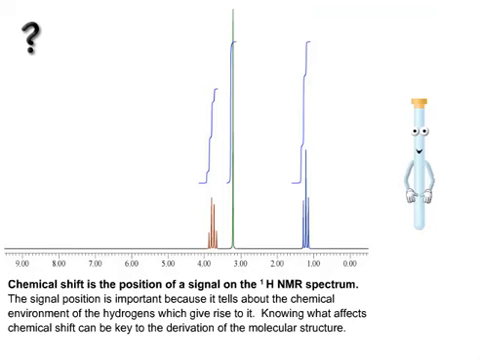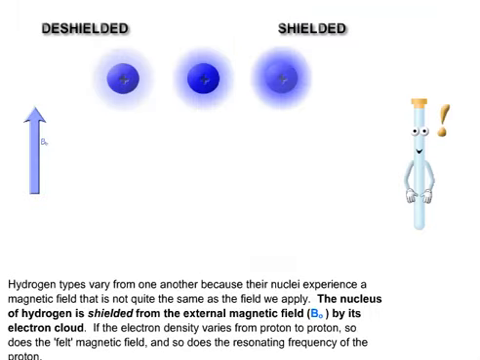the molecule is. Right, so what happens is that the proton types vary from one another because their nuclei experience a magnetic field that is not quite the same as the field that we apply. So here's the field that we apply. And so what happens is the nucleus is surrounded by an electron field, right? It's surrounded by the electrons. And so it's actually shielded.